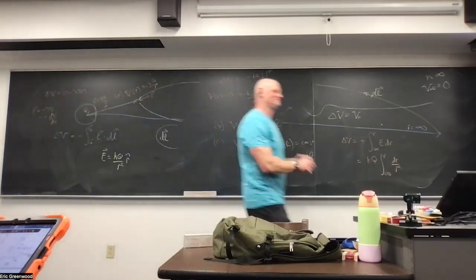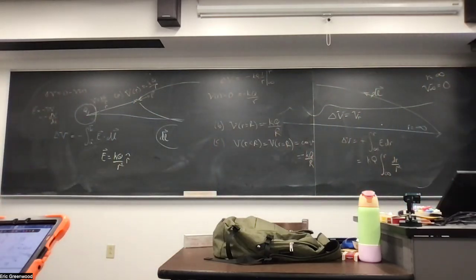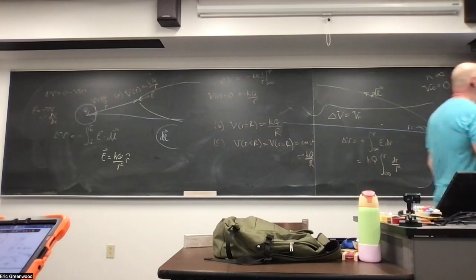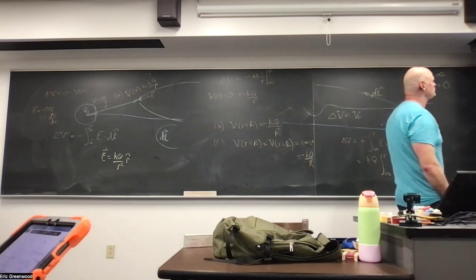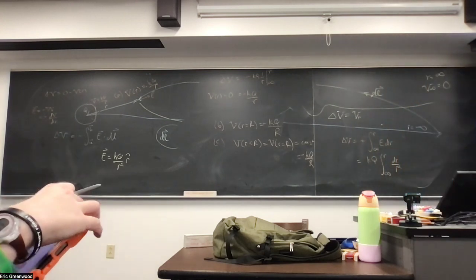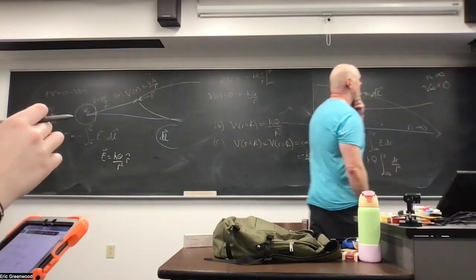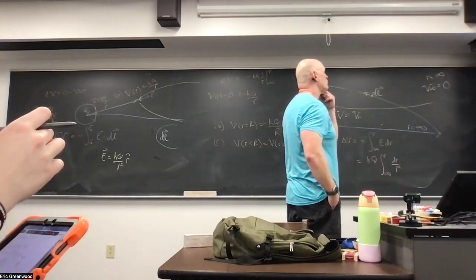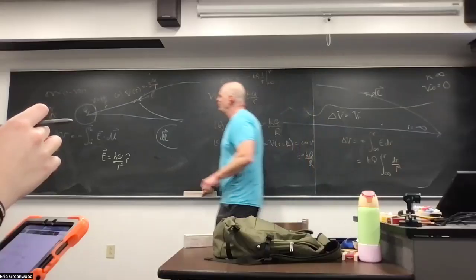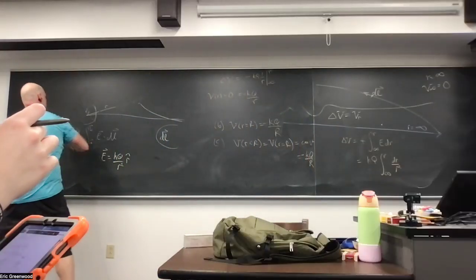So let's do another one. So the next one then says what? This one says it wants to determine the potential difference between two different radii, say a and b, where b is bigger than a, outside of a line charge which has a charge lambda, which is the charge per unit length.